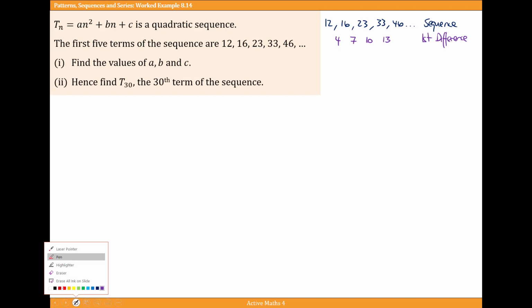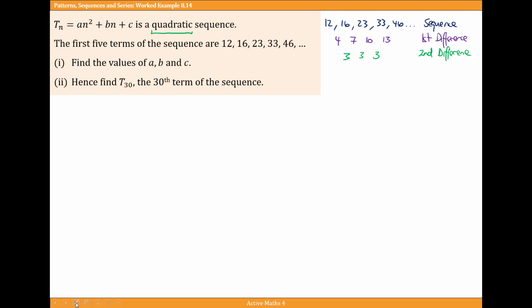Now the second difference is the difference between those terms. So the difference between 4 and 7 is 3. The difference between 7 and 10 is also 3. And the difference between 10 and 13 is 3. And so we can see that the second difference, or the second change, is a non-zero constant, which makes this a quadratic sequence.